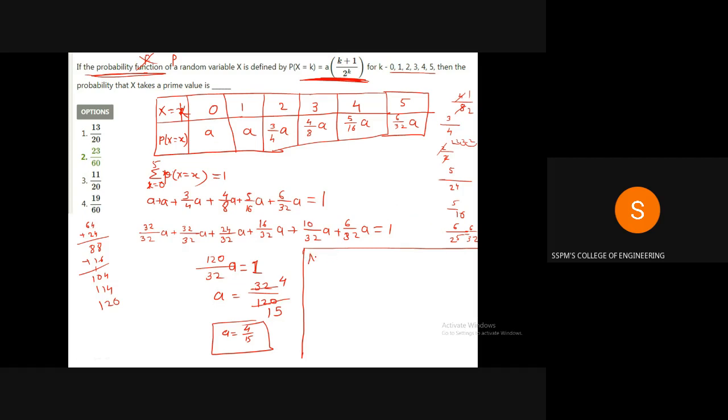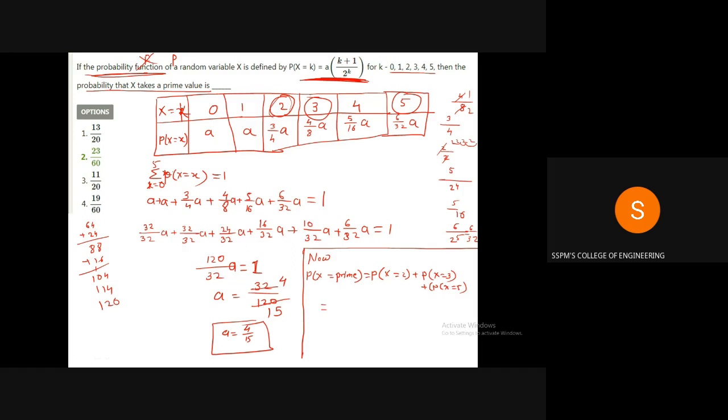Now let's get back to the question. We have to find the probability that x takes a prime value. So what are the prime values? 2, 3 and 5. These are the prime values. In order to find the probability of x being prime, we have to find the probability of x equal to 2 plus probability of x equal to 3 plus probability of x equal to 5, because these three are the only prime values here. 0, 1, 4 are not prime.